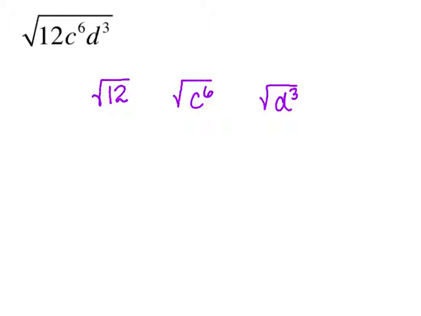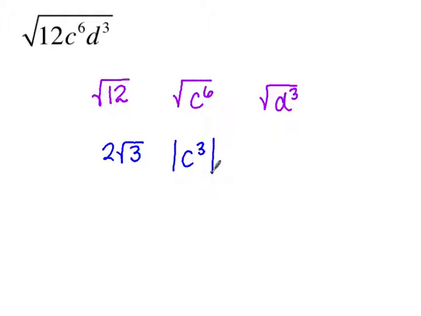So what did you get for root 12? Did you get 2 root 3? Okay. What did you get for root c to the 6th? C cubed. Okay, real quick, let's look. What did I do? Even, odd. You have to have the absolute values there. Now that d cubed. Did any of you work on that one?